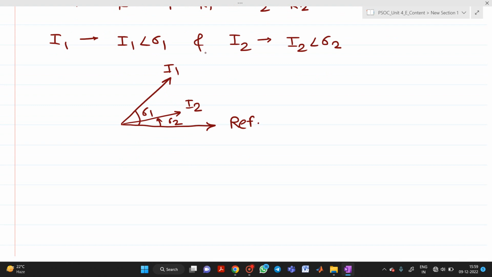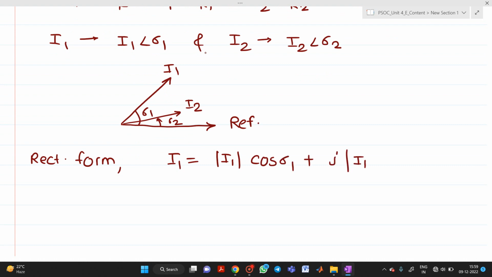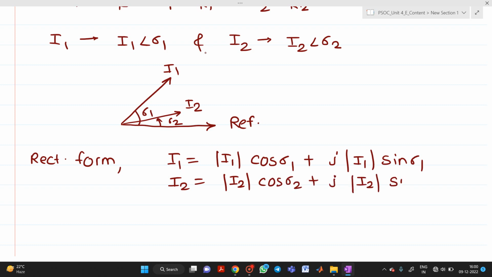Now can we write this in rectangular form? I1 will be equal to mod I1 into cos sigma 1 plus j mod I1 into sine sigma 1. Similarly, we can write I2 in rectangular form as mod I2 into cos sigma 2 plus j mod I2 into sine sigma 2. So this is the representation of the current in rectangular form.